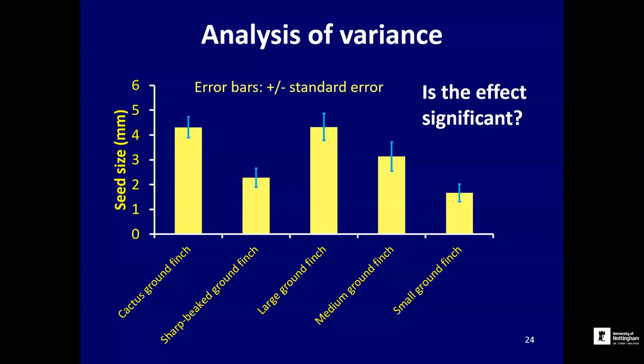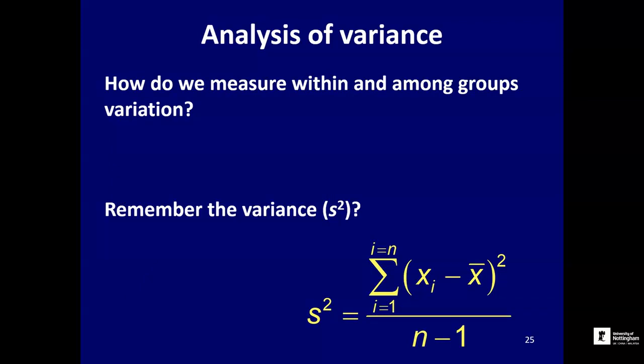So this is all very well, and the fact that the error bars don't always overlap is indicative that some of these differences are probably significant, but we want to actually put an objective p-value on that in order that we can say whether or not the differences are real. So that's what we're going to do using analysis of variance.